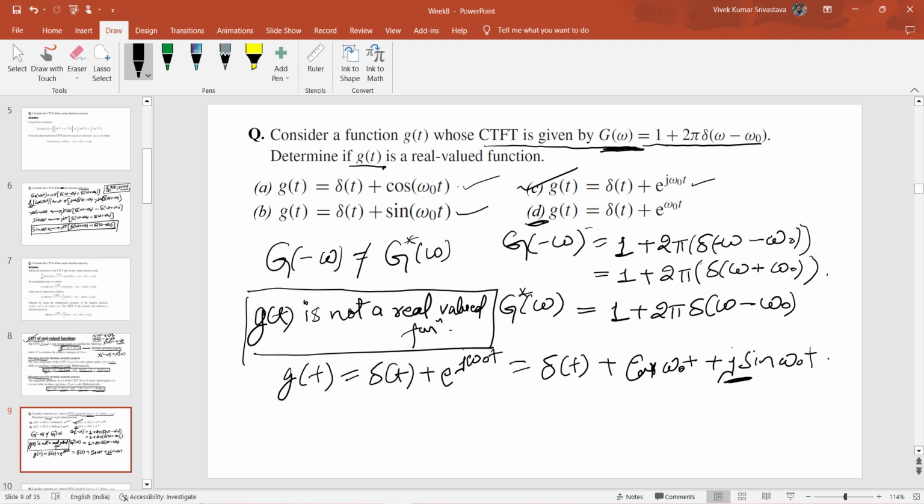Now let us move to the other one, the D option, G of t is equal to delta of t plus e raised to the power omega naught t, which is also a real valued function. So option A should not be there, B should not be there, D is also incorrect. That's why option C is the correct option for the Fourier transform pair of this G of omega. Okay, so any doubt in this problem?